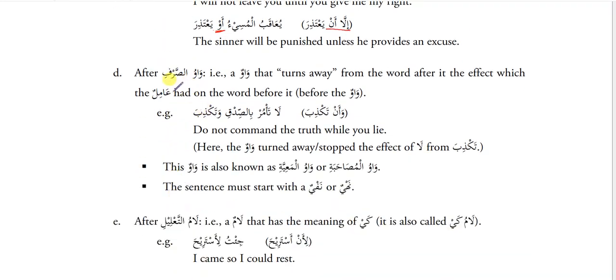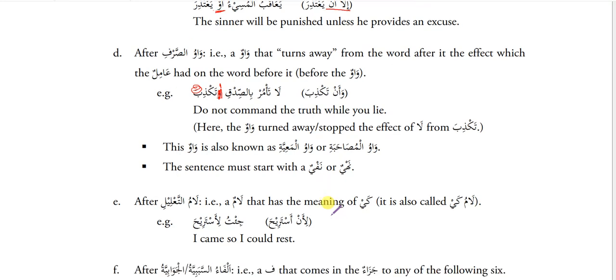Then we have after waw sarf, that is a waw that turns away from the word after it, so the effect the amil had on the word before it does not continue. It is waw sarf, like la ta'mur bisidki wa takdhib, wa an takdhiba. So here the an is hidden after waw, that's why takdhiba has a fatha. Otherwise, if this were not here, it should be takdhibu. The waw is also known as wawul ma'iyya or wawul musahaba. We already know about this waw. The sentence must start with nafi or nahi.